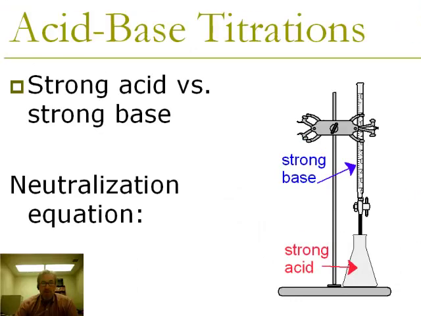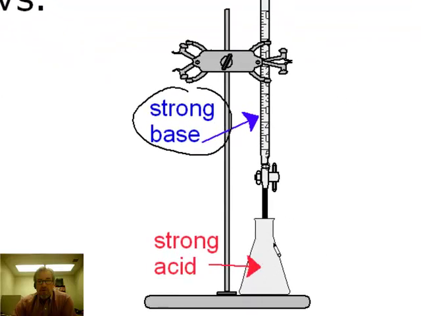Well, now let's get into some titrations. Just to review what a titration is, you measure out one solution using a burette. In our first example here, there's going to be a strong base in the burette. And then you put the other reactant below the burette and react the two according to a known equation.